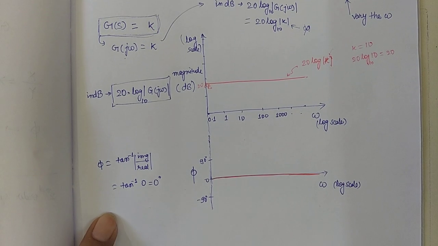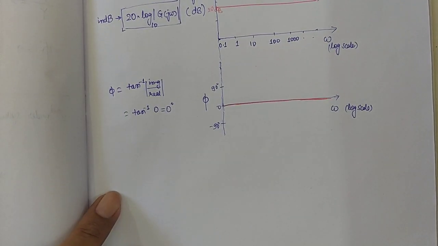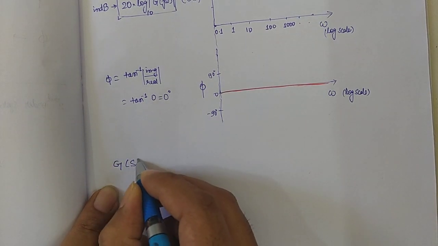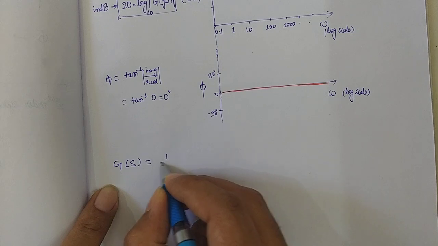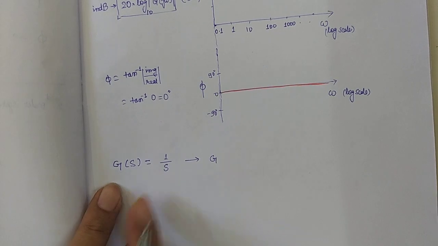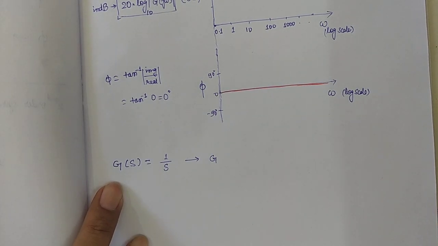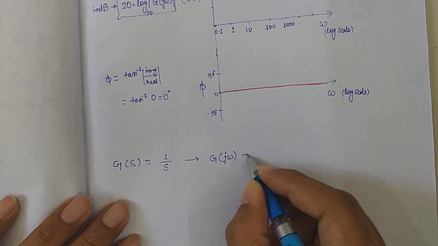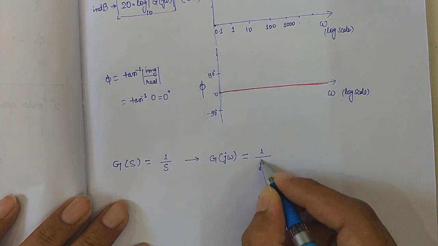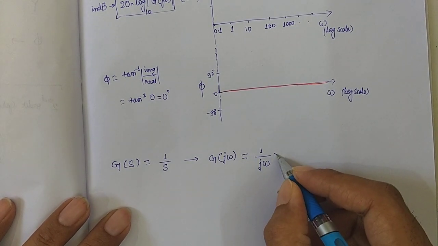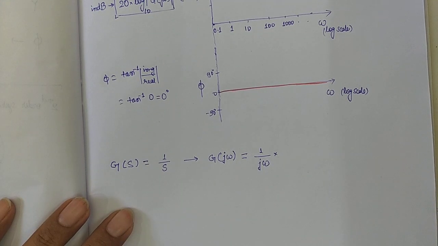Now let's talk about another case where my G of s is 1 upon s. We want to seek the frequency response, so we want everything converted to the G j omega domain. It is nothing but 1 upon j omega, and let's write it in this form.